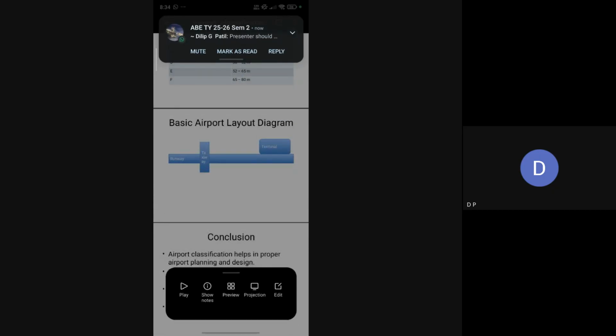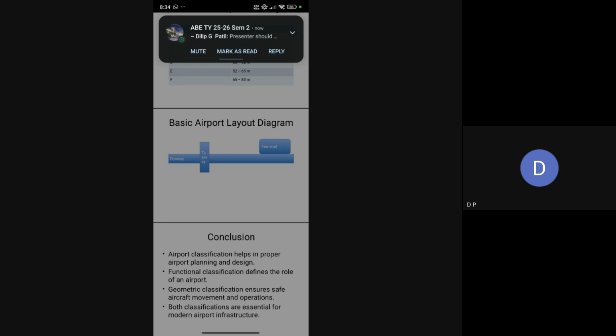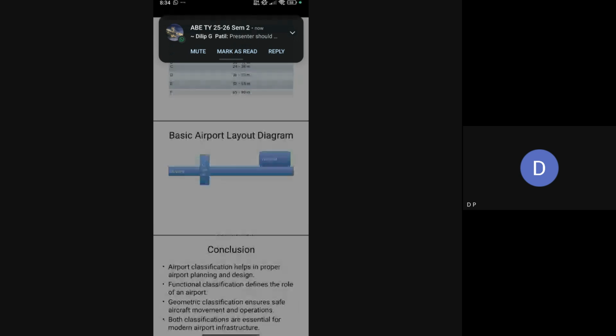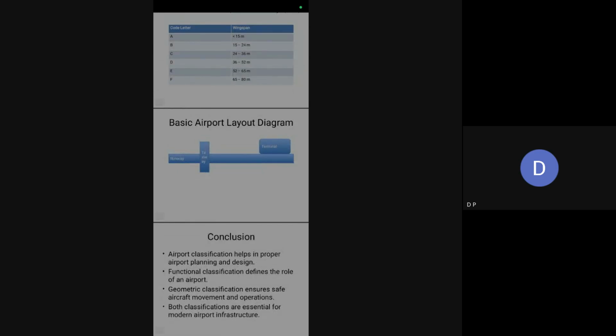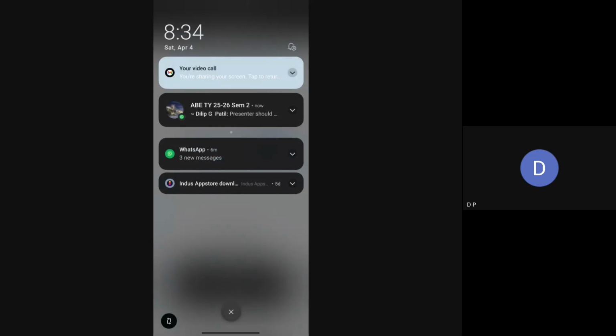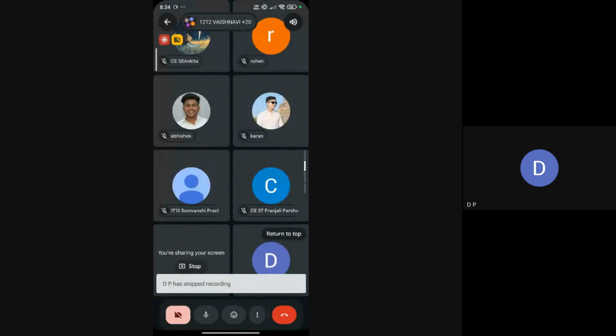Conclusion: airport classification helps in proper airport planning. Function classification defines the role of airport, and geometric standards ensure safe aircraft movement and operation. Both these classifications are essential for modern airport infrastructure. Thank you.